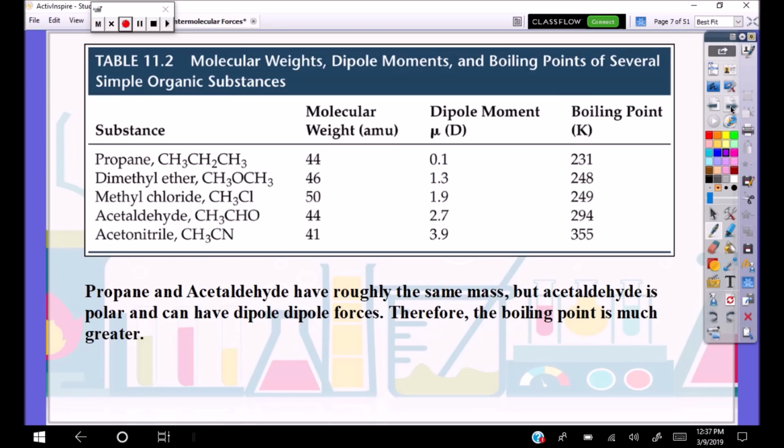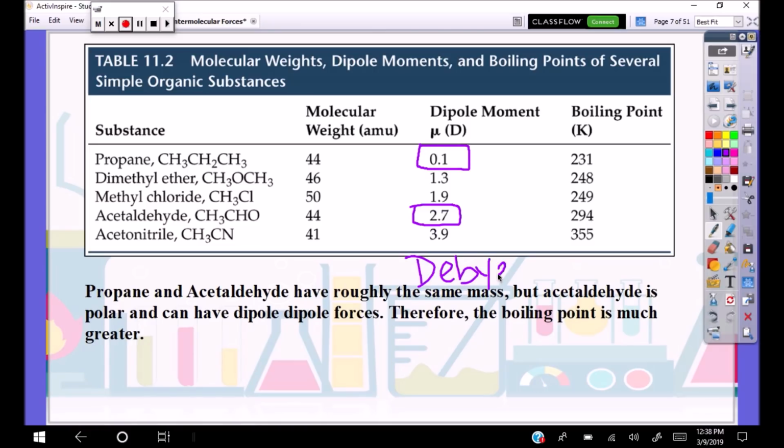So again, here's some nice data looking at a couple of different covalent compounds. Propane is nonpolar and has roughly the same mass as acetaldehyde. But the thing is, acetaldehyde has oxygen in it, which makes it a highly electronegative group, which means there's going to be some dipole there. And if we just compare the dipole moments, even though they're roughly the same size, this one has a 2.7 Debye dipole.